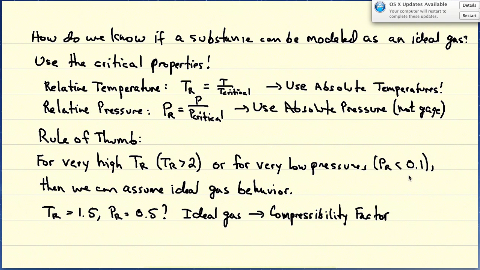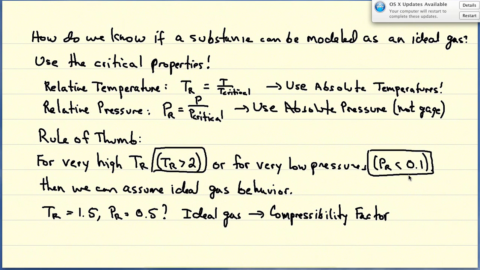Okay, so for this semester, for now, what you need to know is to remember this rule of thumb, right? That TR needs to be greater than 2 and PR needs to be less than 0.1, either or, right? It's an either or thing. If you satisfy one of these two conditions, then you can assume ideal gas behavior, okay? So you'll probably have a homework problem on that to help reinforce that concept for y'all.